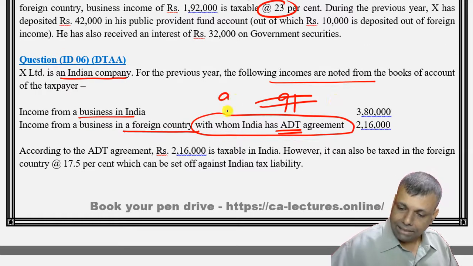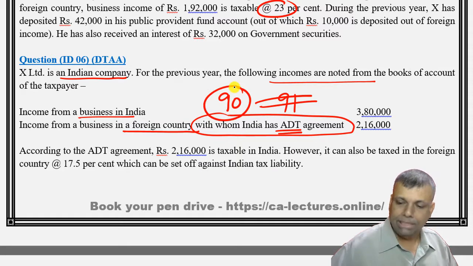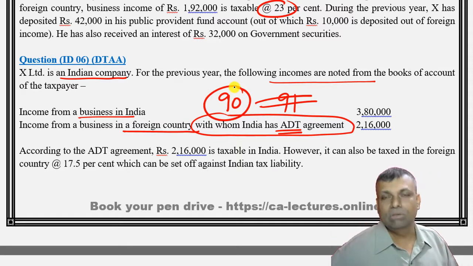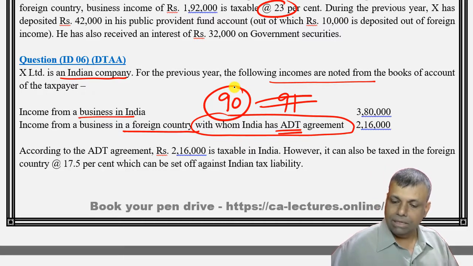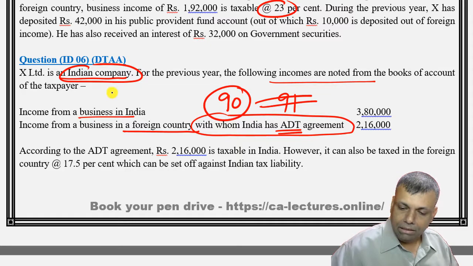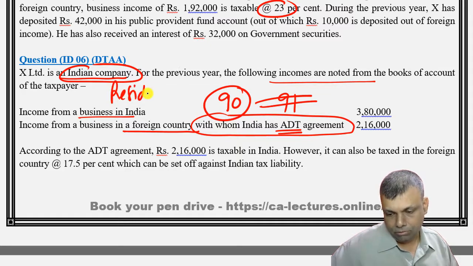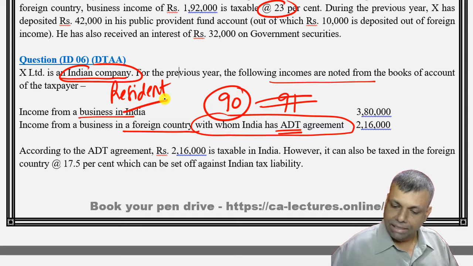In that case, naturally section 90 will apply. Or section 90A will apply, because section 90 and section 90A are on similar lines, on a similar footing. So section 90 will apply. And an Indian company is always resident in India. You should never forget this. Always resident in India. Section 90 will apply.